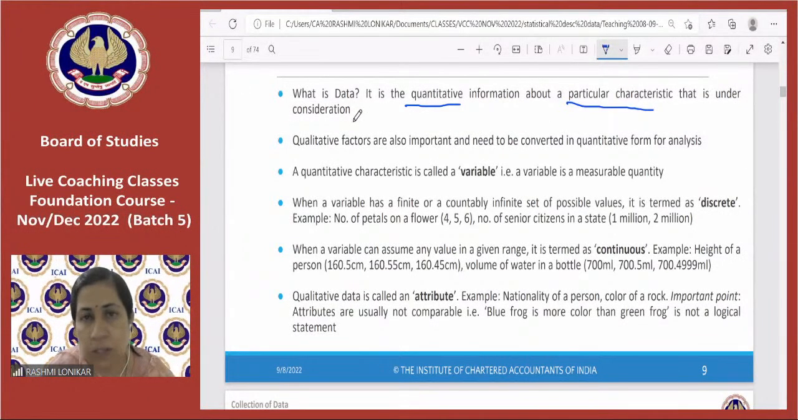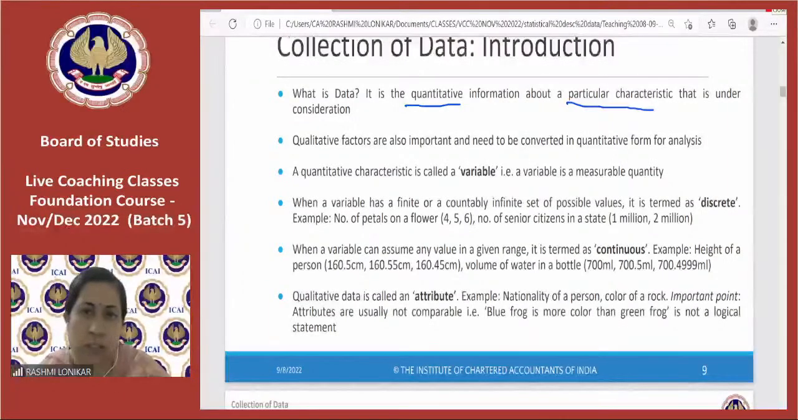It is quantitative information about a particular characteristic that is under consideration. For example, I am talking about heights of students in a class. So what data will I collect? I will collect information about the height of each student in my class. So the particular characteristic is height, and what am I considering? My class, and in my class I'm trying to take values of the height of each student.